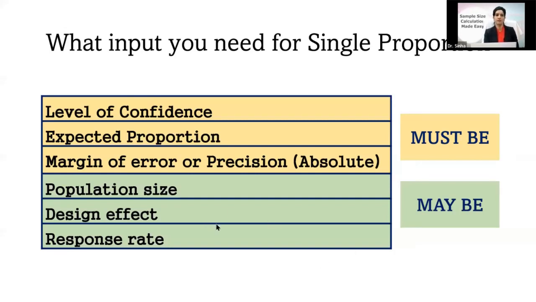If you are doing sampling based on cluster sampling, then you could apply the design effect. Or if you anticipate that the response rate will be lower, then you can adjust your sample size based on the response rate. So these three options are optional, but the upper three, the yellow ones, level of confidence, expected proportion, and margin of error, are a must.